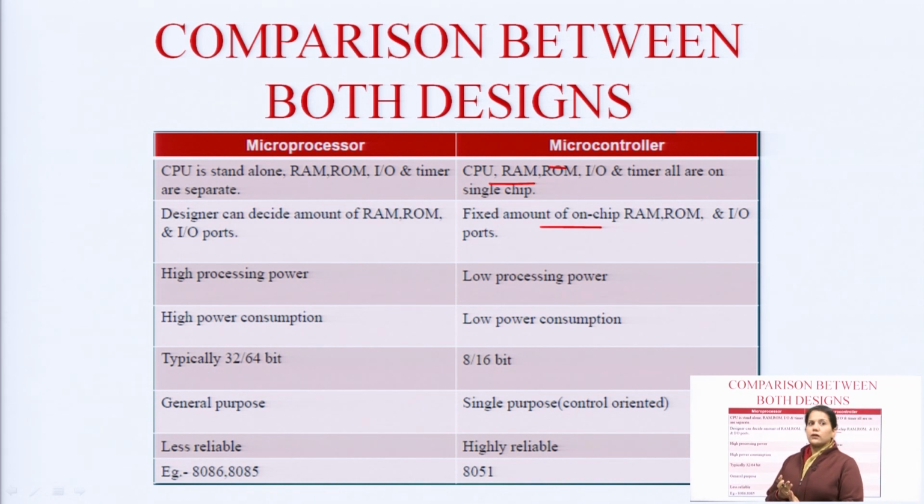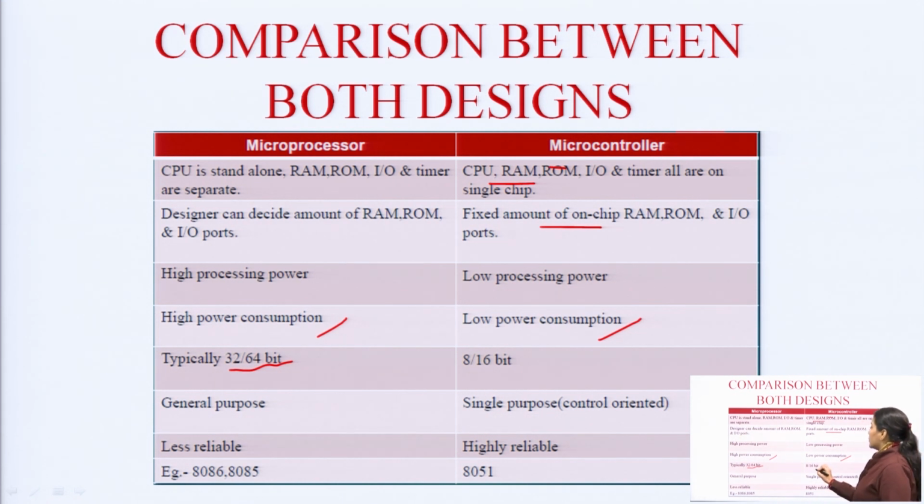High processing power is the characteristic of a microprocessor based system and low processing power is the characteristic of a microcontroller based system. Another important feature is high power consumption in the case of a microprocessor and low power consumption in the case of a microcontroller based system. Typical systems based on microprocessors are 32 or 64 bit and typical systems based on microcontrollers are 8 or 16 bit systems. A microprocessor, as we all know, is a general purpose system and a microcontroller is a special purpose system.